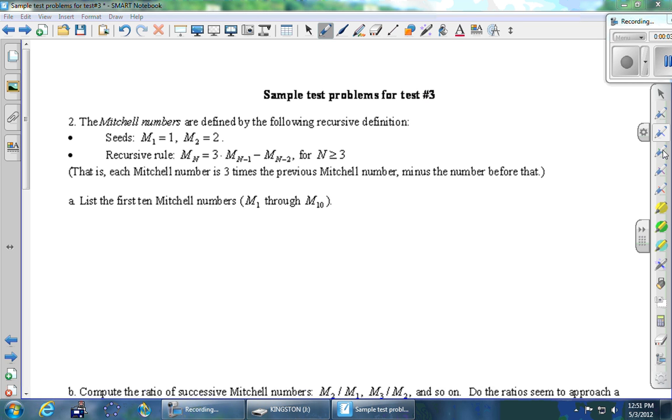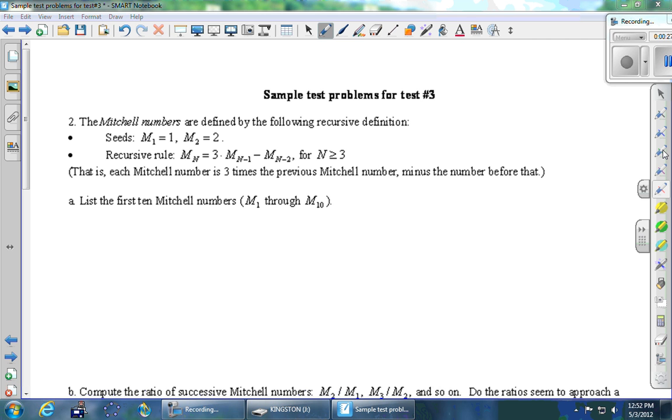This is problem number 2 on the sample test problems for test number 3. The Mitchell numbers are defined by the following recursive definition. Seeds, M1 is 1, M2 is 2. Those are the first two Mitchell numbers. And here's the recursive rule. Mn equals 3 times Mn minus 1 minus Mn minus 2, where n is bigger than or equal to 3.